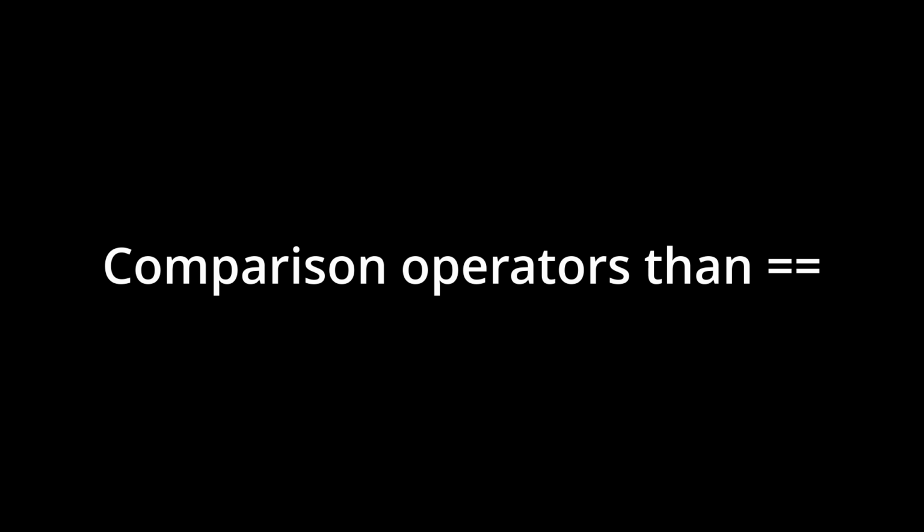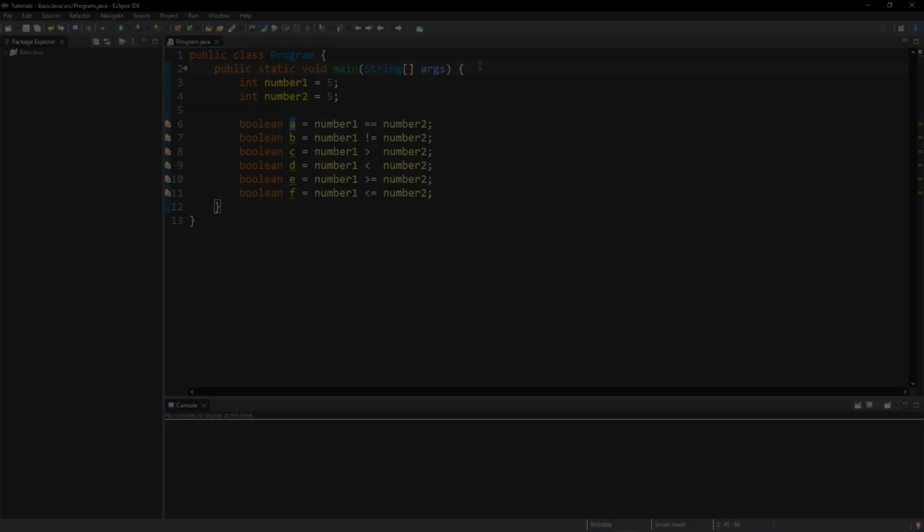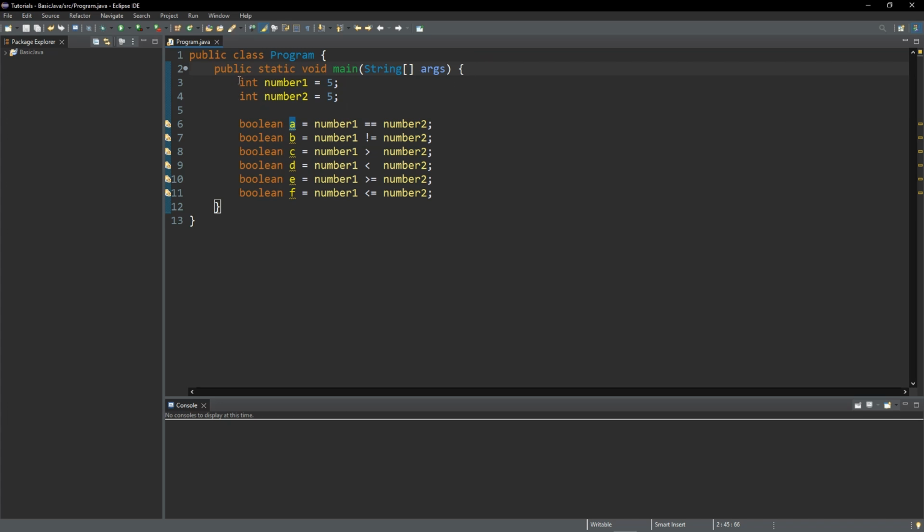Now, there are 4 other comparison operators besides equals equals and not equal. There is greater than, lesser than, greater than or equal to, and lesser than or equal to. So here I've made 2 variables that are integers. They both store 5. And over here I'm checking to see if these comparisons are true or not.